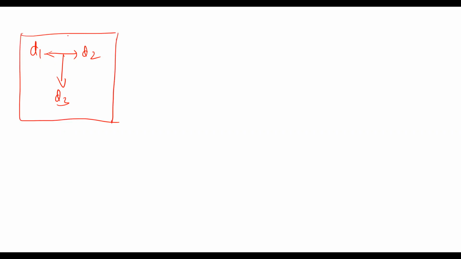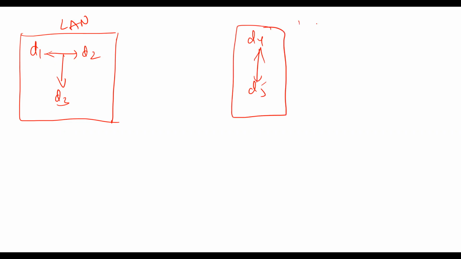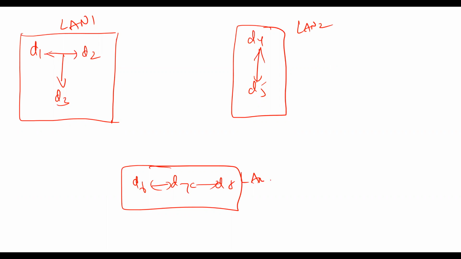Same context: here device 1, device 2 and device 3 are present in a LAN, a local area network, and device 4 and device 5 are present in another LAN, local area network 2, and device 6, device 7, device 8 are connected to some LAN 3. To connect all these things, we need internet.